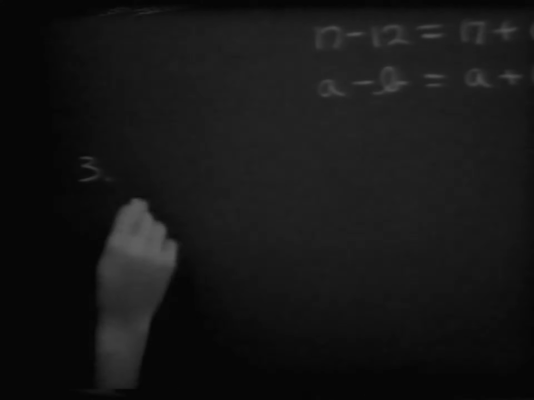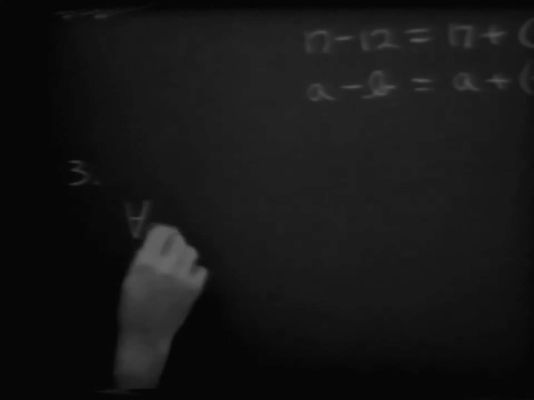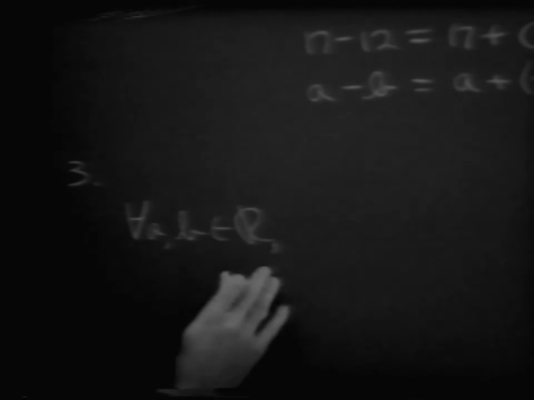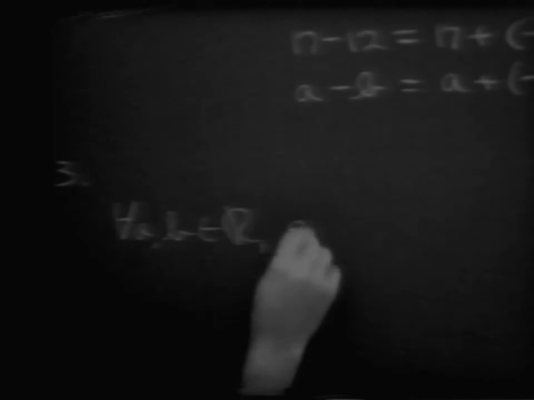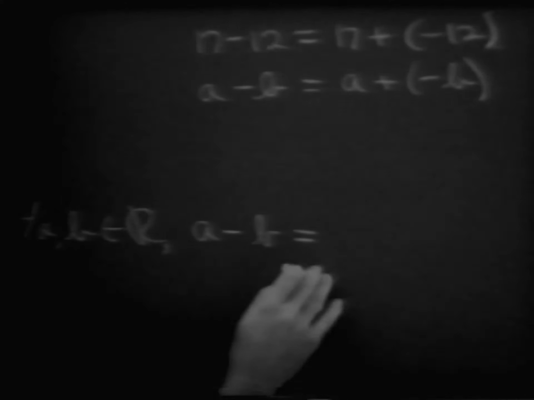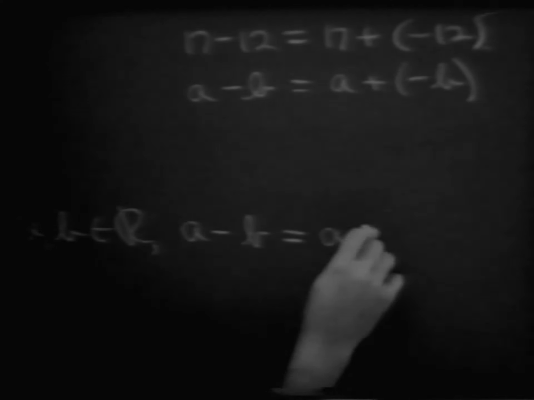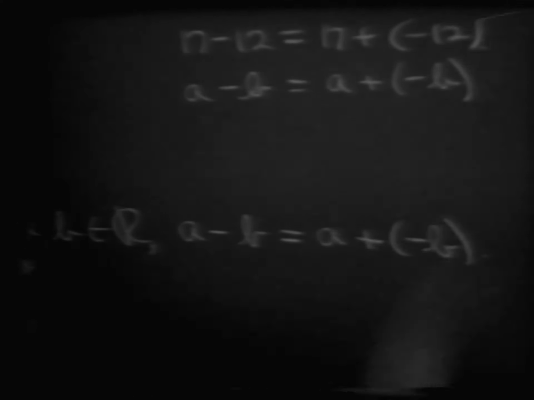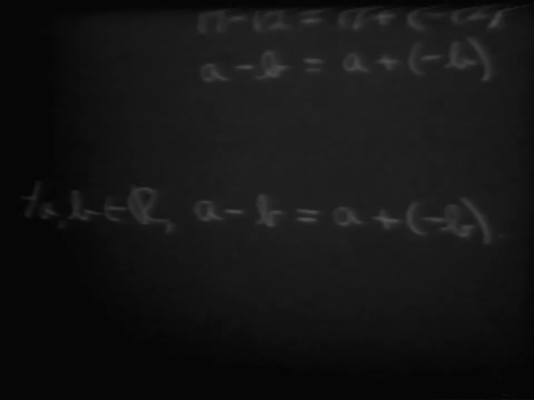And let's call this idea number 3. And what do we want to say? For every A and B belonging to the set of real numbers, okay, what do we want? A minus B must be what? A plus the opposite of B. Okay? Everyone agree with that? Let's see if we can't prove it.